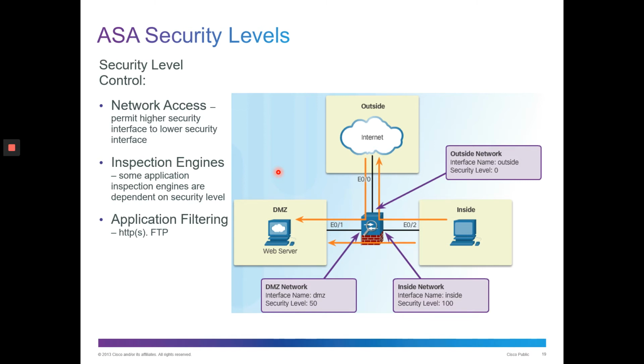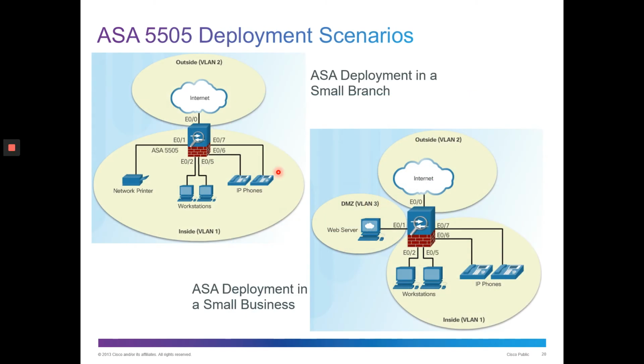And this is something we're gonna look at in more detail now. Here are some scenarios for your ASA 5505 deployment. For example, the first scenario over here is a small branch office. In this one, you can have one firewall on your inside VLAN, and you will have these ports maybe connected to your phones, network printers and other workstations, and all your traffic basically is gonna go through your firewall.